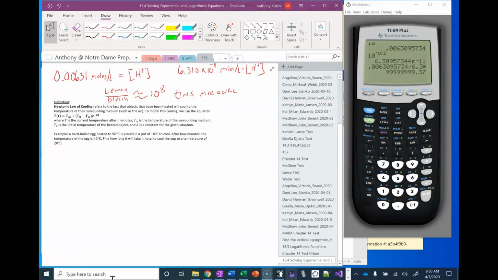Let's look at what we're given here. We're told a hard-boiled egg is heated to 96 degrees Celsius and placed in a pot of 16 degrees Celsius water to cool. After 4 minutes, the temperature of the egg is 45 degrees Celsius. How long will it take to cool the egg to a temperature of 20 degrees Celsius? Okay.